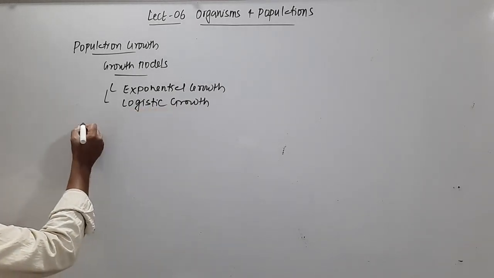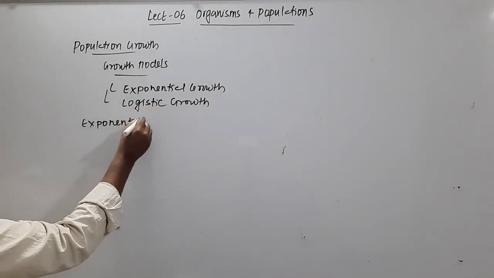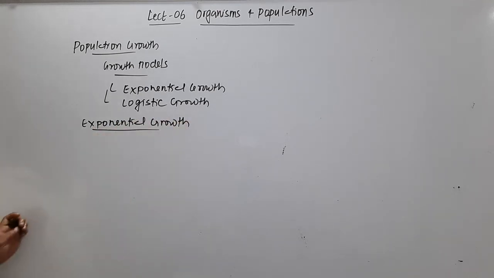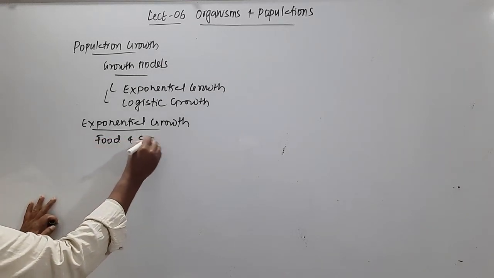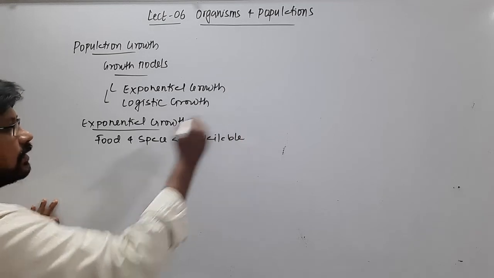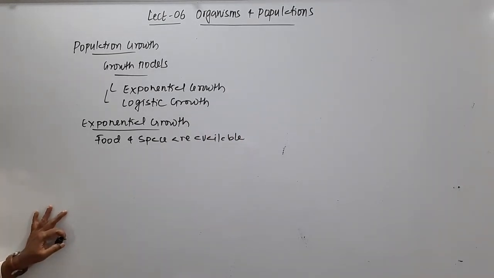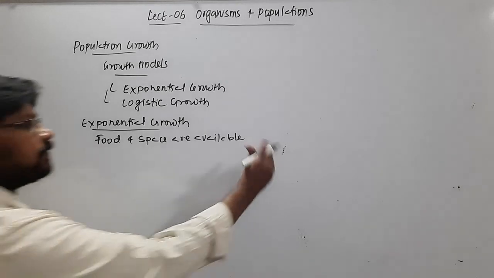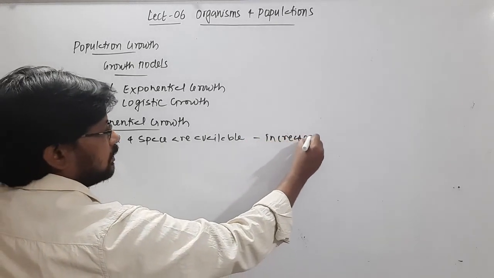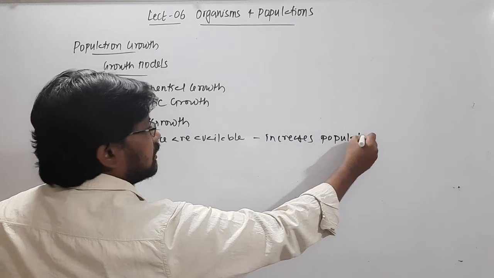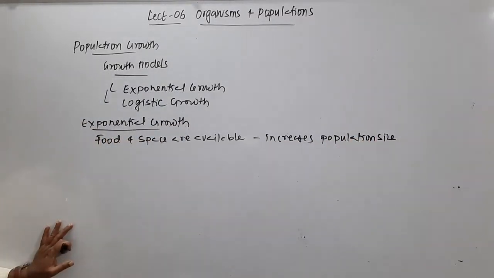So first we will look at exponential growth, and how it takes place. Here, when we see food availability, if food and space are available, this food is a very important factor that actually helps in increasing the population density. If the food and space are available, then definitely there can be an increase in the population size. The density of the population increases if the food and space are available.